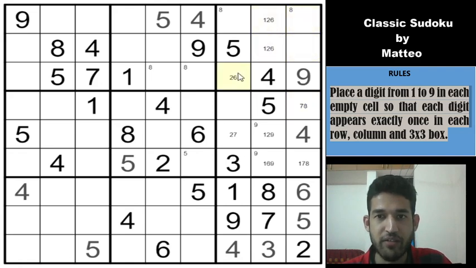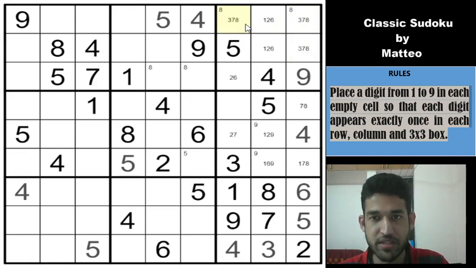Oh wait, we have a triplet in box 3, guys. 1, 2 and 6 are locked in exactly 3 cells. So which means that the remaining cells must be all except 4, 5, 9, 1, 2, 6. So 3, 7 and 8. So these two cells must be 3, 7, 8. And even this cell must be 3, 7, 8.